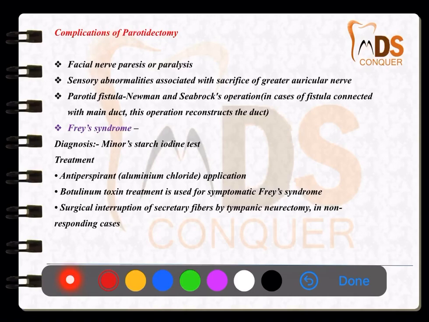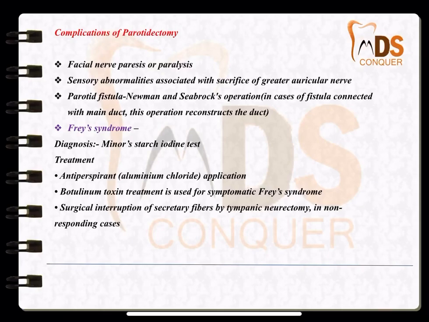So, that is the diagnosis for Frey syndrome, and for the treatment you can give antiperspirants, botulinum toxin, and also surgical interruption of the secretory fibers by tympanic neurectomy in non-responding cases. Okay. So, these are the various complications and the respective treatment for Frey syndrome.